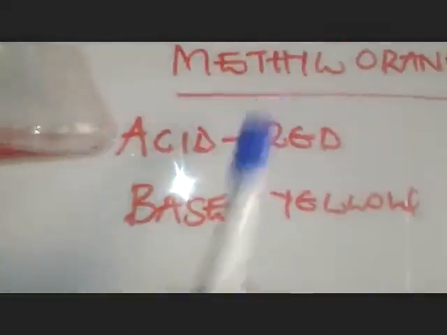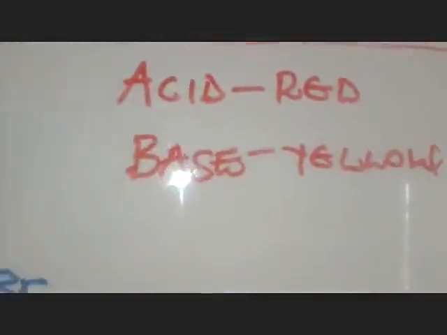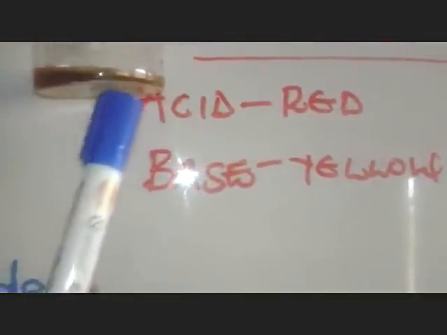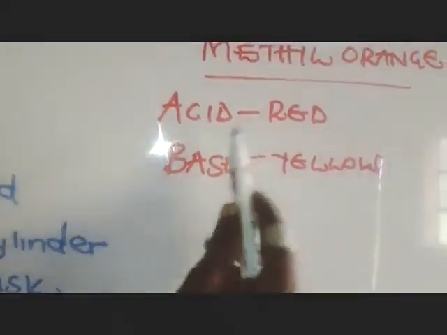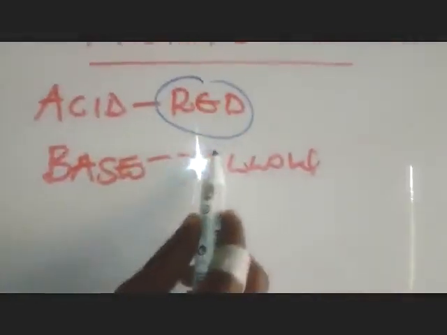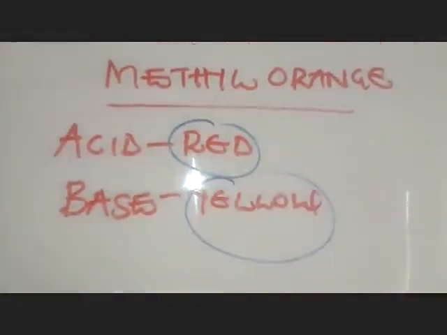So this explains why, when we came back here, we said in an acid, methyl orange is giving us a red. You can see. Then when we put it in the base, this is the yellow which I was talking about. So we can now conclude that in acidic medium it is turning red, then in basic medium it is turning yellow.